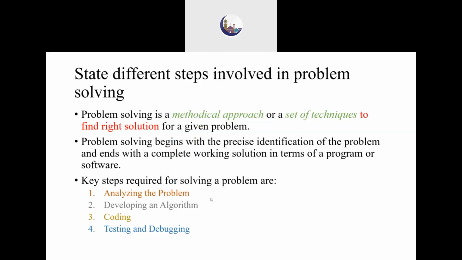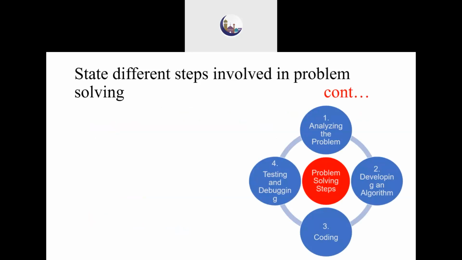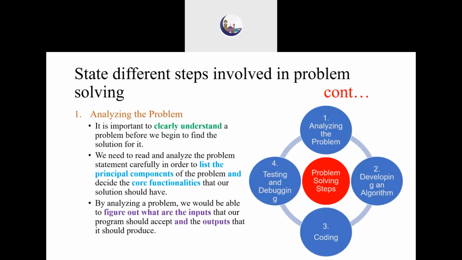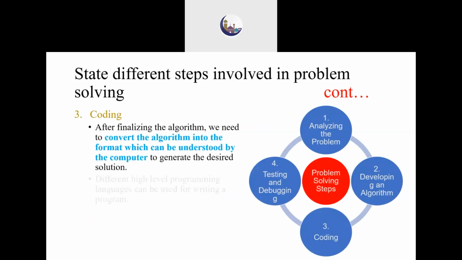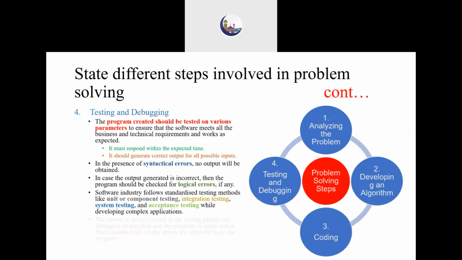Moving ahead from this particular topic, what we have learned yesterday is that there are four steps involved in problem solving, which we have seen in detail yesterday: analyzing the problem, then developing an algorithm, then coding, and then finally testing it.